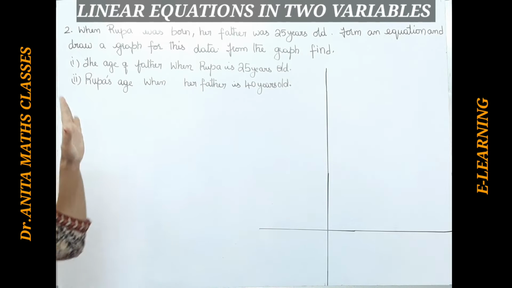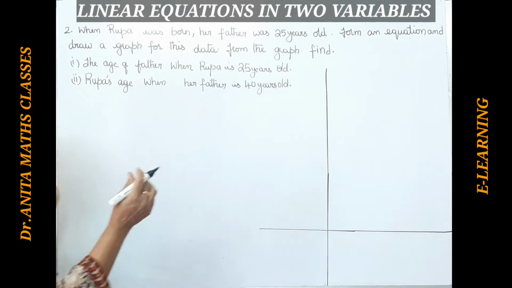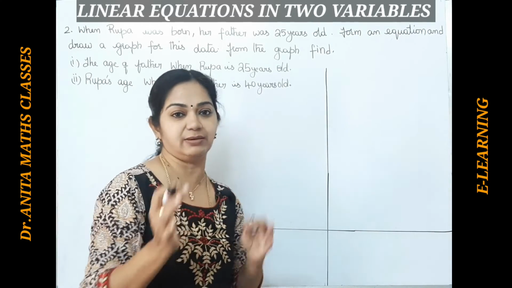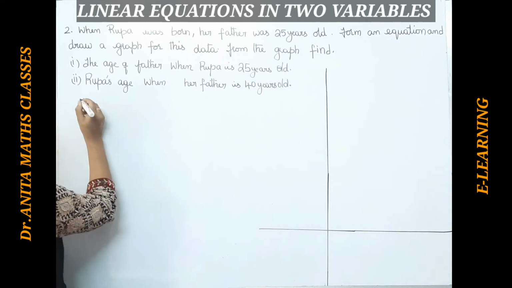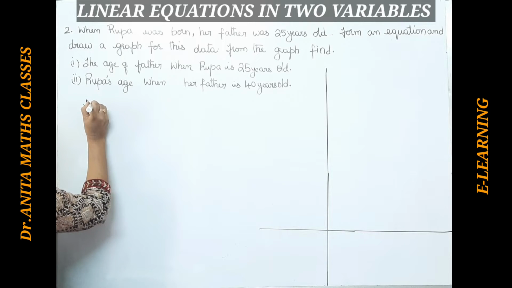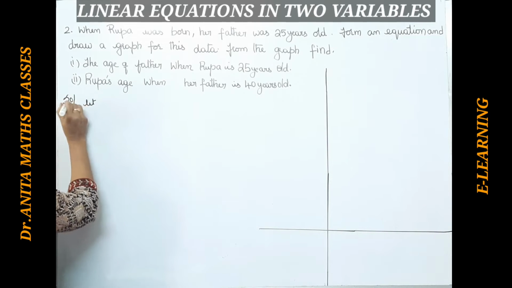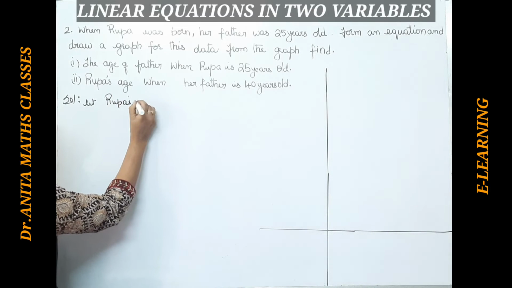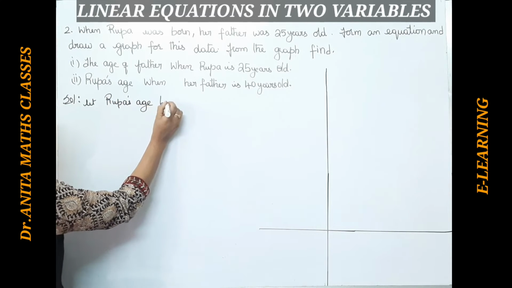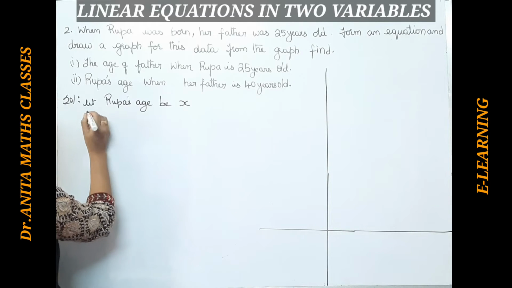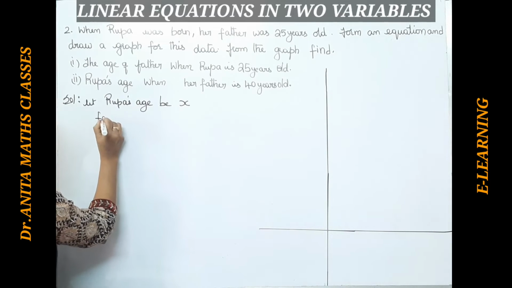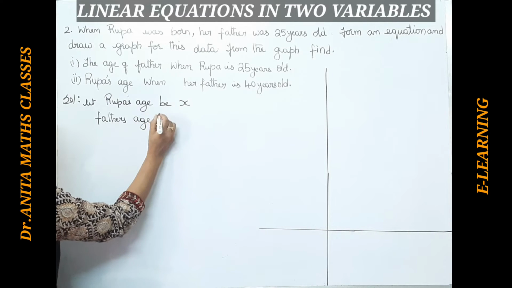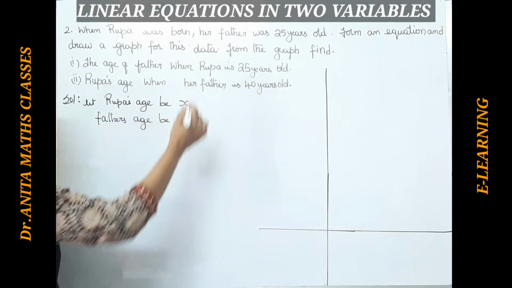Okay, here we have to form an equation. Now before that, for the conditions we have to suppose some variables, isn't it? Let me suppose here, let Rupa's age be X, and father's age be Y, so that we can form a linear equation.